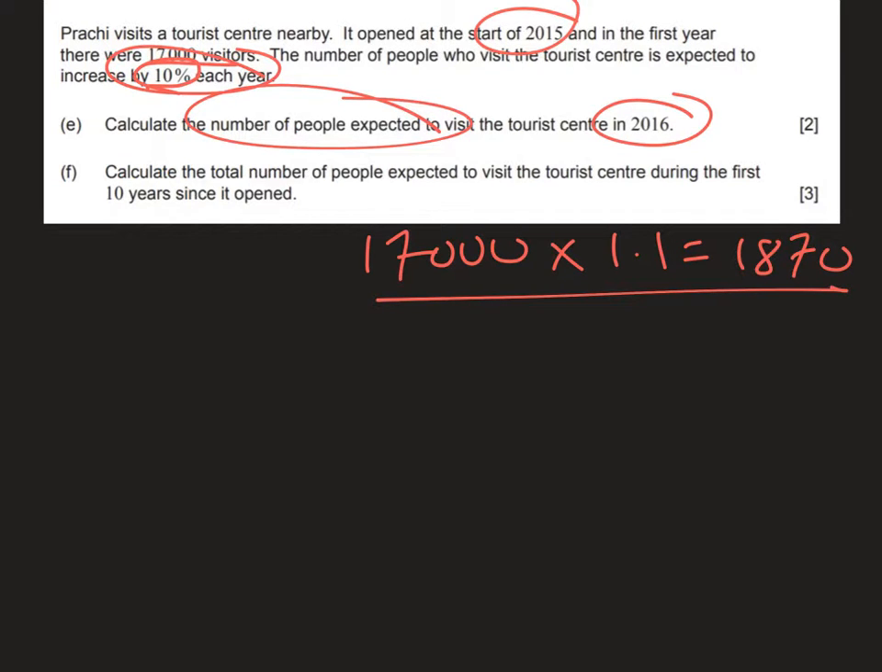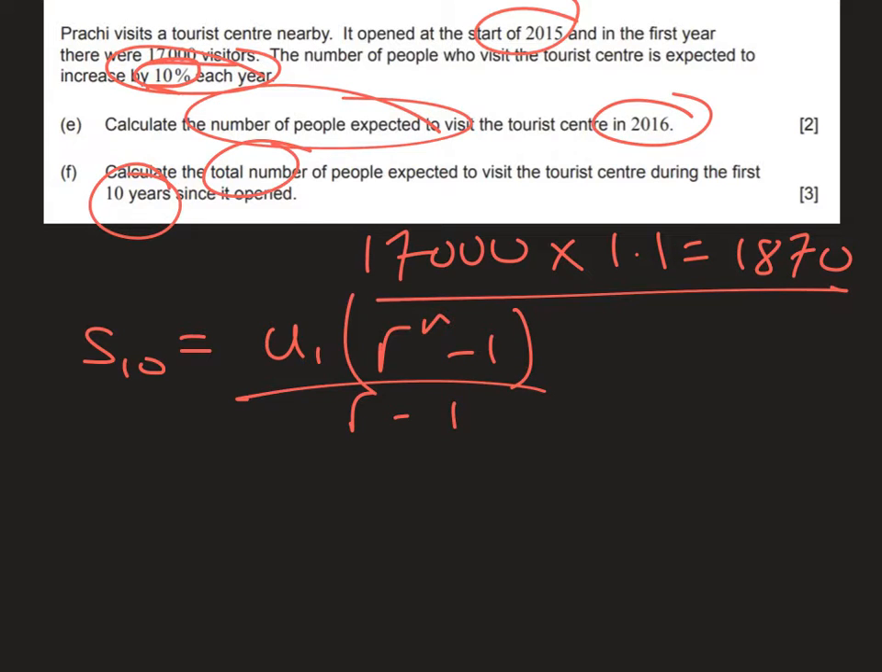For part F, it says calculate the total number of people expected to visit the tourist centre during the first 10 years since it's opened. So that is going to be the sum of the people in the first year plus the second year plus the third year. So this is a geometric sequence, and indeed, again, we've got the formula booklet to help us with this. So if we want the sum of the first 10 years, that is going to be u1 multiplied by r to the power n minus 1, all over r minus 1.